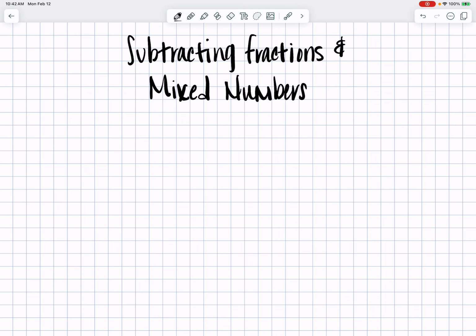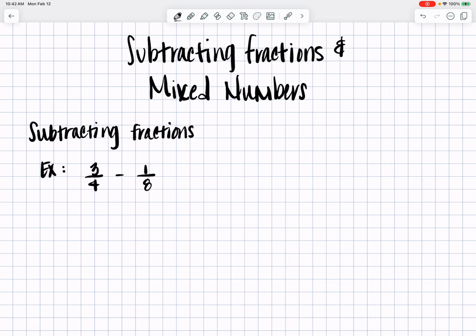Let's take a look at, I'm looking for a good one. What the heck, we'll just make one up. So let's do subtracting fractions. So let's do this one. Let's do 3/4 minus 1/8. Generally, your first step is to get common denominators.